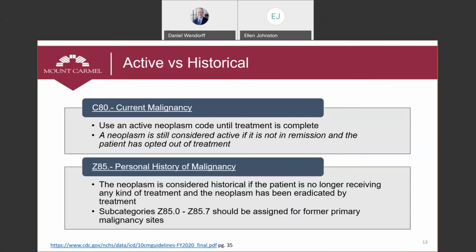Category Z85, or personal history, is to be used when the patient is no longer receiving any treatment and the neoplasm has been eradicated by said treatment.